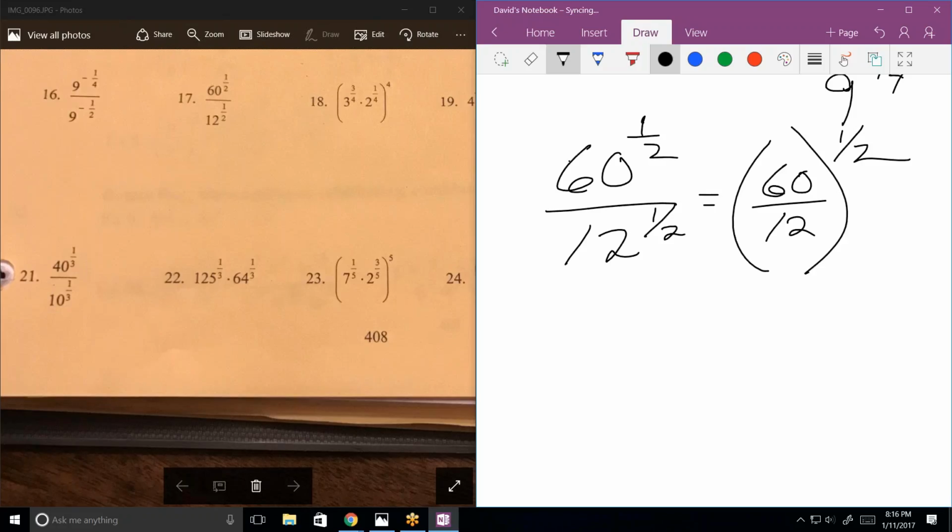Could you repeat that? What is 60 over 12 to the 1/2 power? 5 to the 1/2 power. Exactly, which is not 5. It's square root 5. In other words, that 1/2 power stays there. It doesn't go anywhere. So the answer is 5 to the 1/2 power. Okay.